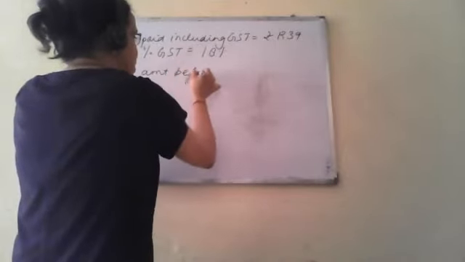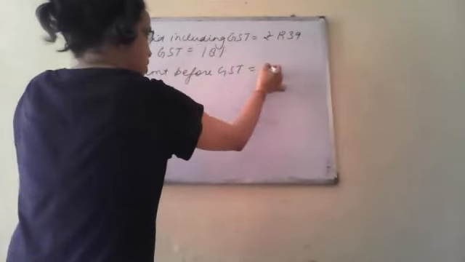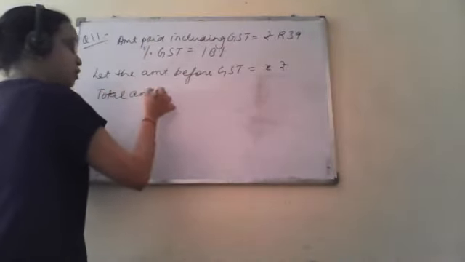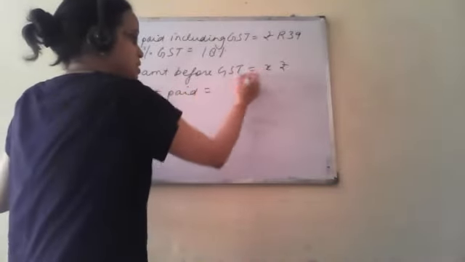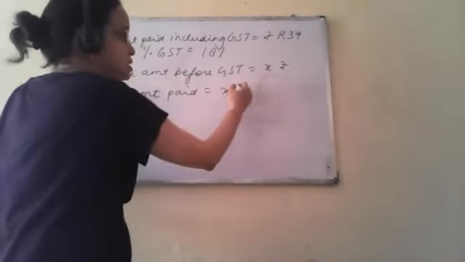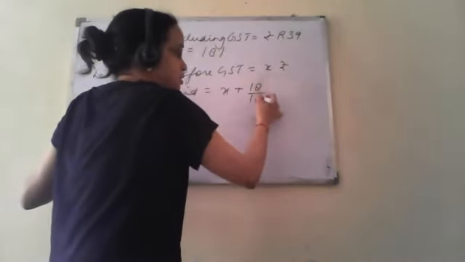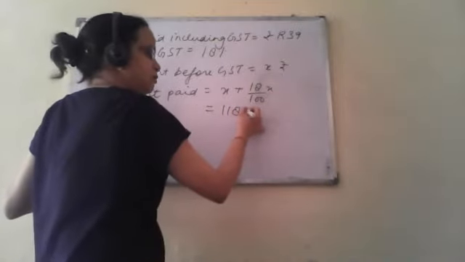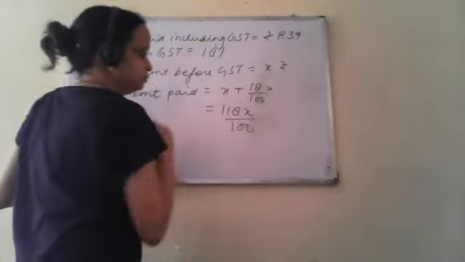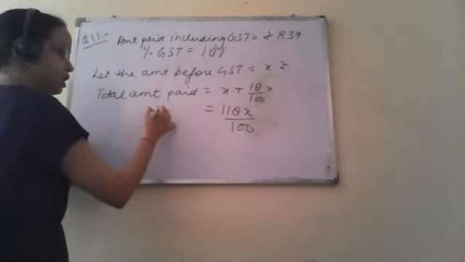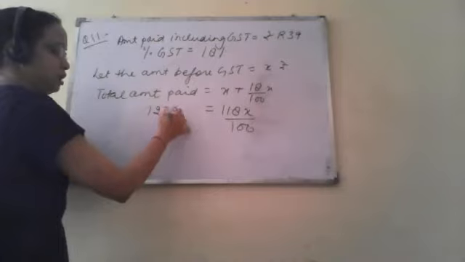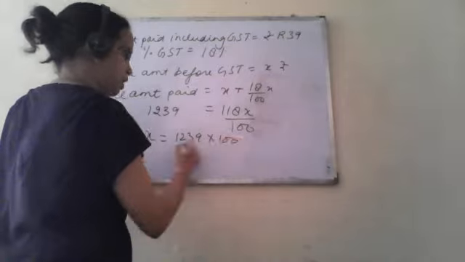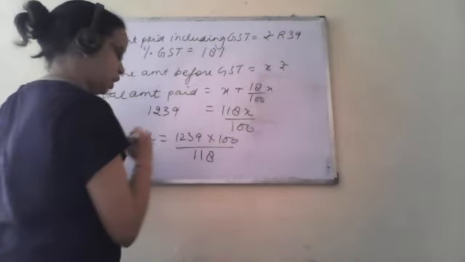Okay, so let the amount before GST be rupees X. Now the total amount paid will be equal to this X, that is the amount before GST, plus 18% of this X. This is the total amount which has to be paid. So it is 118X upon 100, and this amount paid is given as 1239. So from this X is 1239 into 100 upon 118.